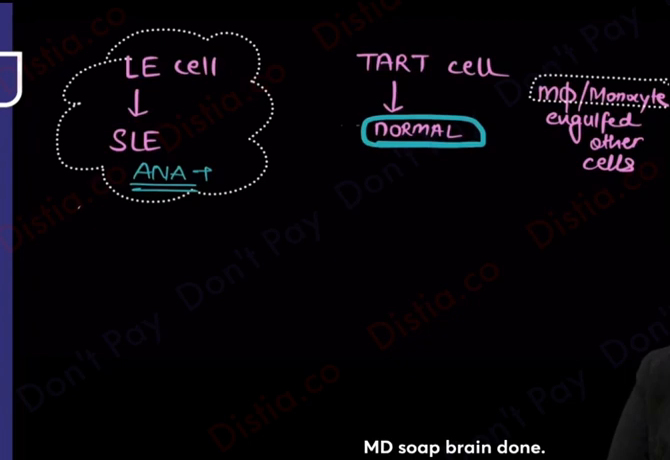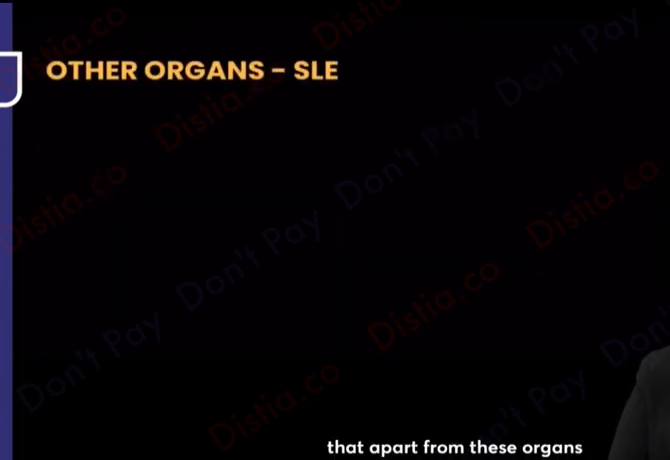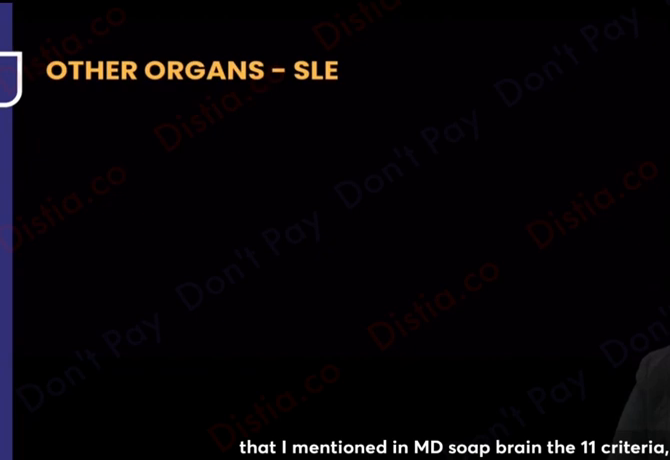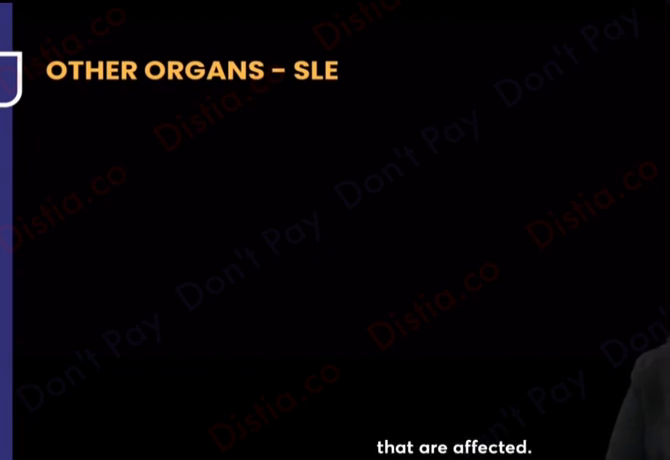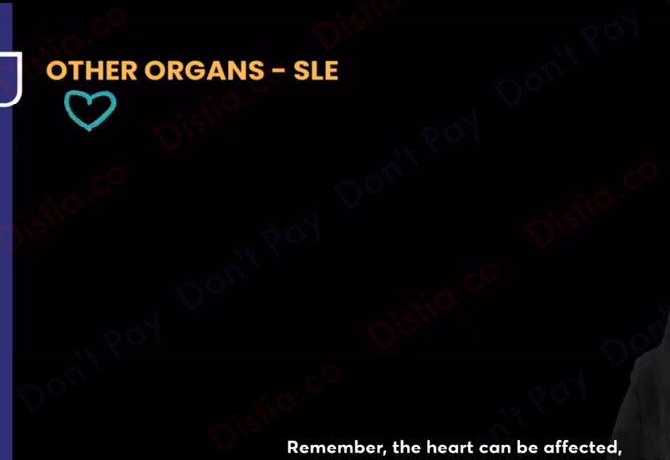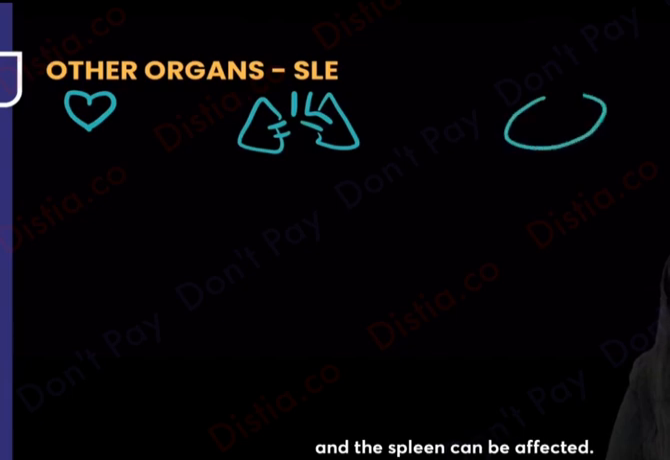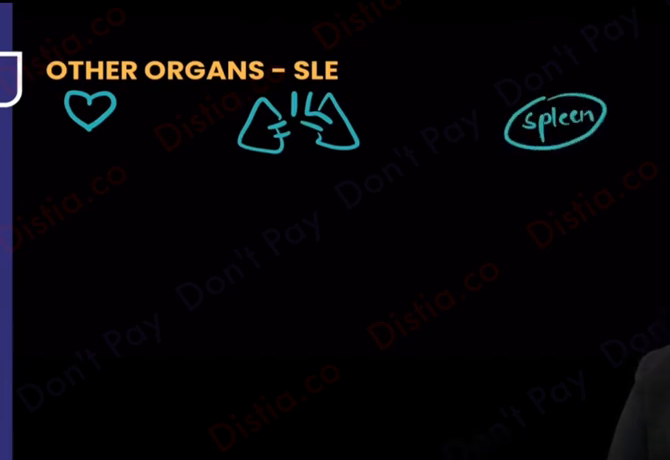MD soap brain done. LE cell done. Now I have to tell you that apart from these organs that I mentioned in MD soap brain, the 11 criteria, there are some other organs also that are affected. Remember, the heart can be affected, the lungs can be affected, and the spleen can be affected. So this is not a part of the criteria, but this is important.